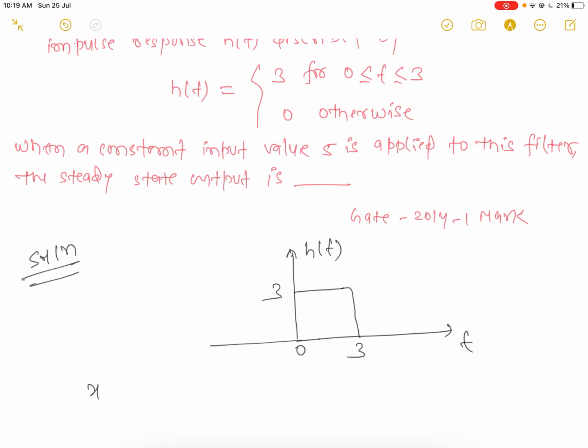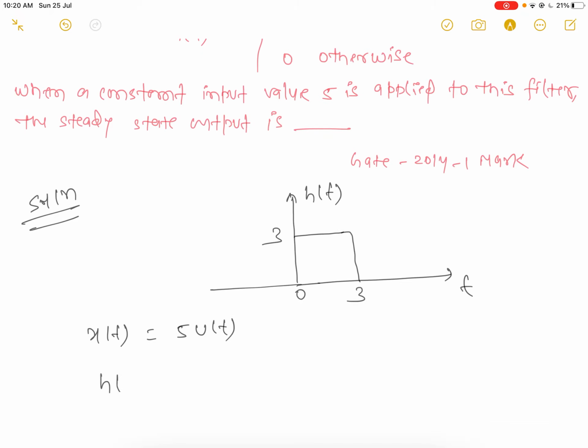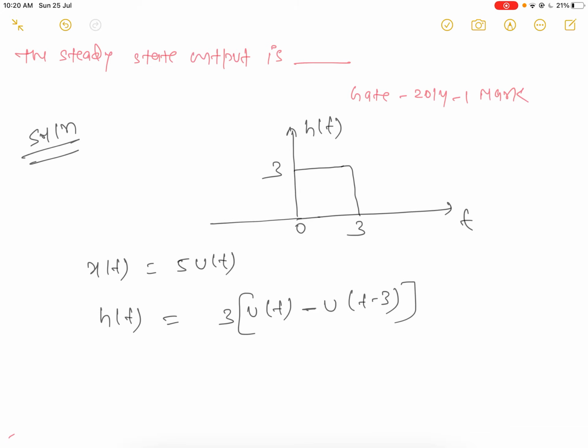Here x(t) is given as 5u(t), and h(t) is 3[u(t) minus u(t minus 3)]. Both are signals. If you want to use convolution, you apply the convolution for y(t) and put t tends to infinity. If you want to solve in Laplace, then take the Laplace transform of both and multiply them. And if you want to use the Fourier transform, then go through the Fourier transform, no problem.